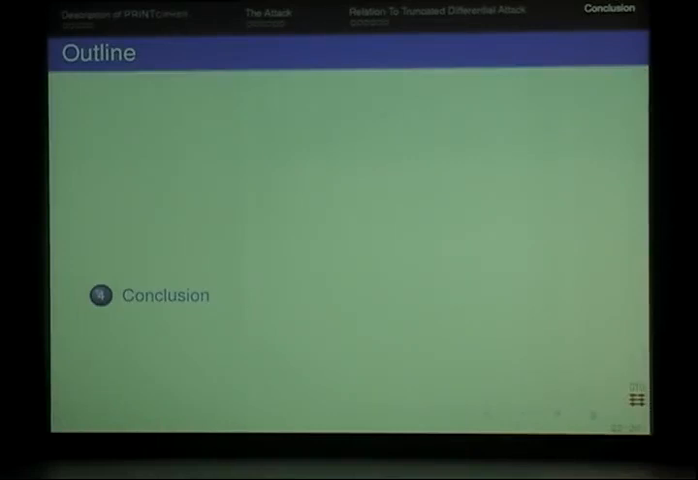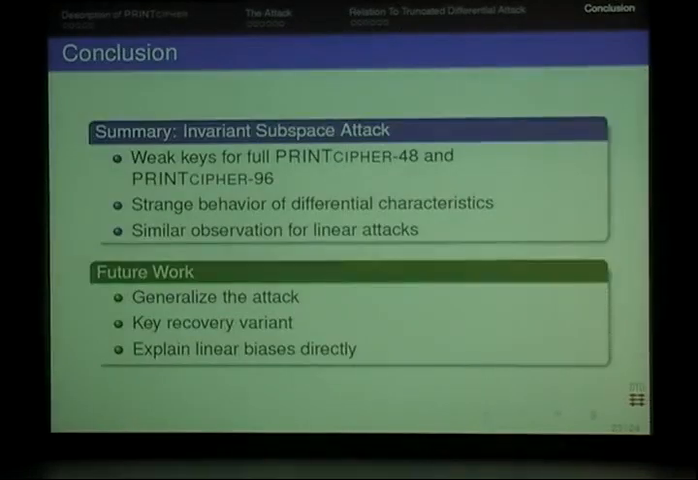So to conclude, this invariant subspace attack identifies weak keys for the full PrintCIPHER 48 and PrintCIPHER 96. I didn't talk about this, but it's in the paper. And I also mentioned this strange behavior for some differential, actually truncated characteristics. And there's in the paper, but I don't have time to talk about this, a similar observation for linear attacks, where also, again, for PrintCIPHER some linear approximations don't behave as you would expect them to behave.